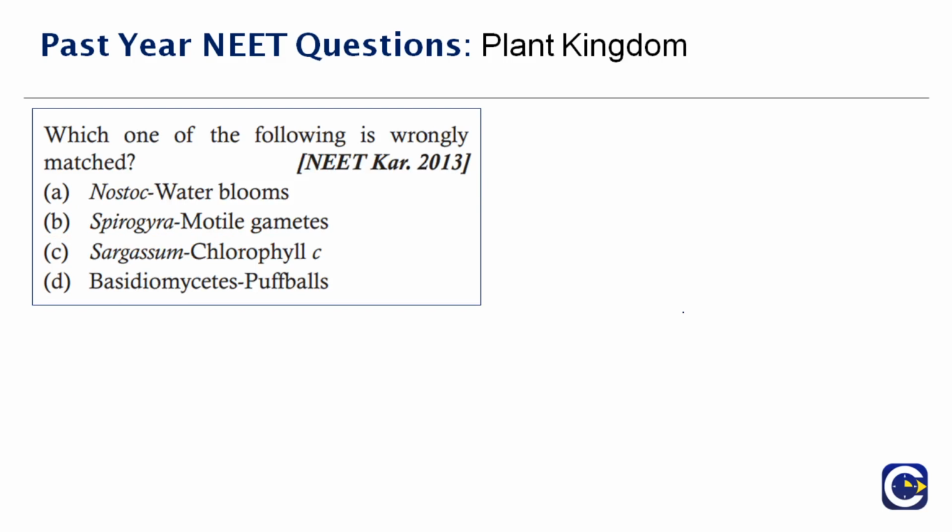This question was asked in the year 2013. Which one of the following is wrongly matched? Okay, again this is an easy question for you. Look at the four options here. Nostoc causes water blooms. Yes, we all agree with it. Nostoc causes water blooms. Spirogyra, it has motile gametes. Is that correct? Spirogyra, do they have motile gametes?